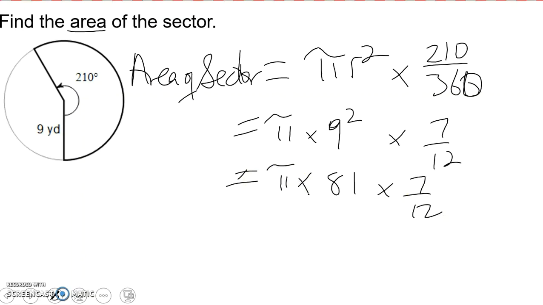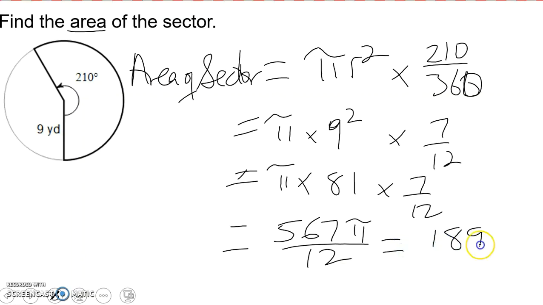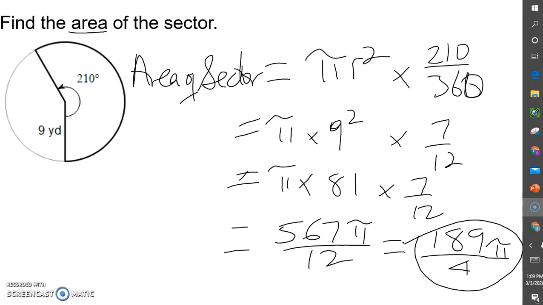So now multiply the number 81 times 7. So we get 567 pi over 12. See if we can simplify it, write it in simplest form. Yeah, it is simplified to 189 over 4. Make sure pi is on top, and that will be the area. All right?